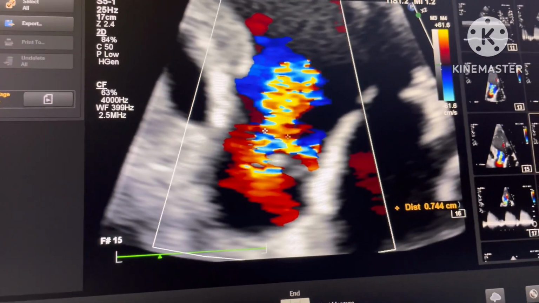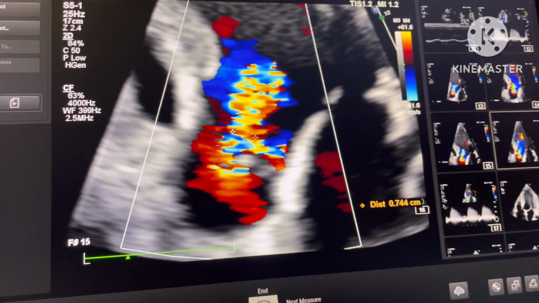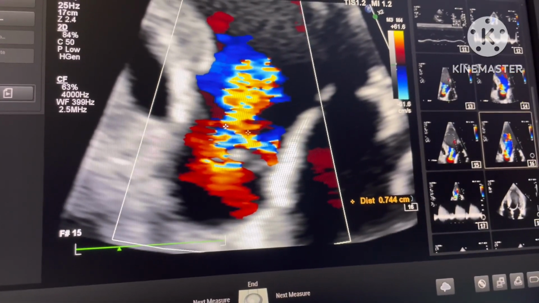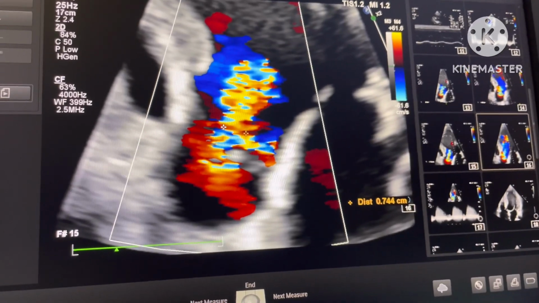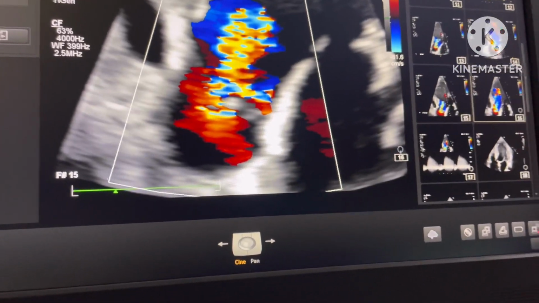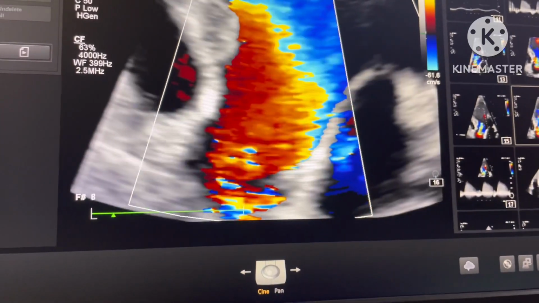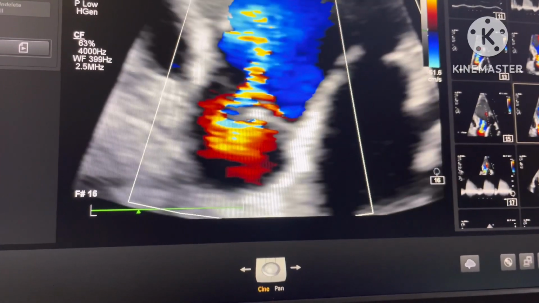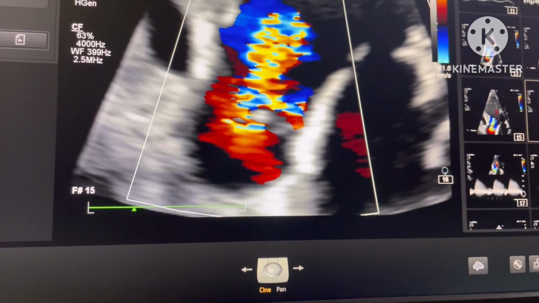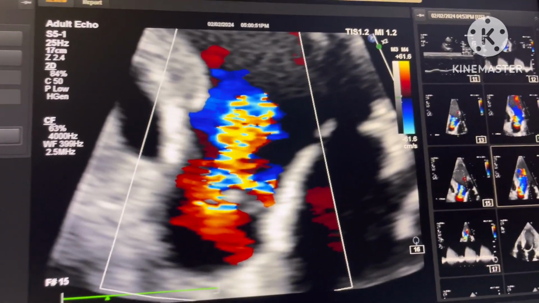You have to get a nice image of all three parts. That is, the AR jet should have started within the LV, then at the aortic valve, and then in the aorta also. If you do not get that image, just try to find it by analyzing frame by frame to find the correct image after zooming the image. If you get the correct image, then you calculate what is the real vena contracta. So vena contracta more than 6 millimeters is in favor of severe AR. Thank you.